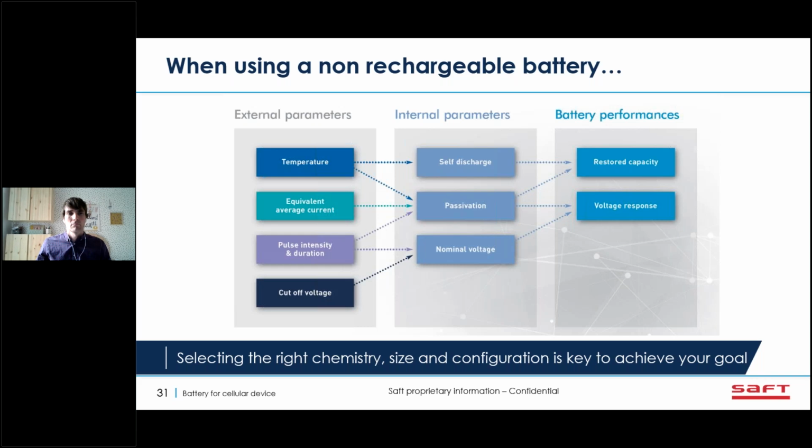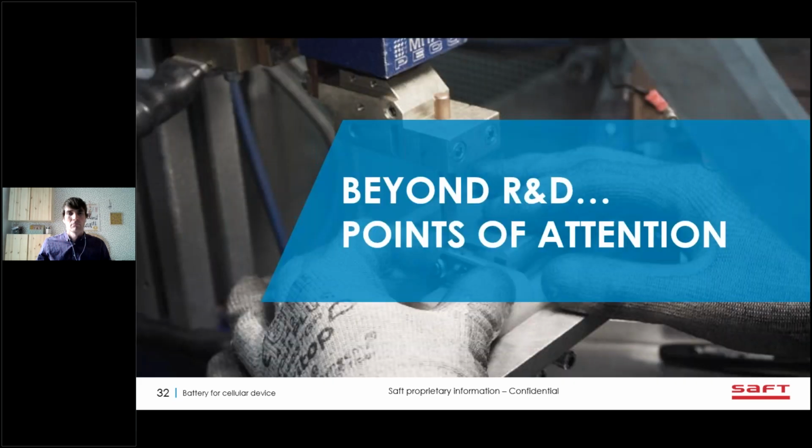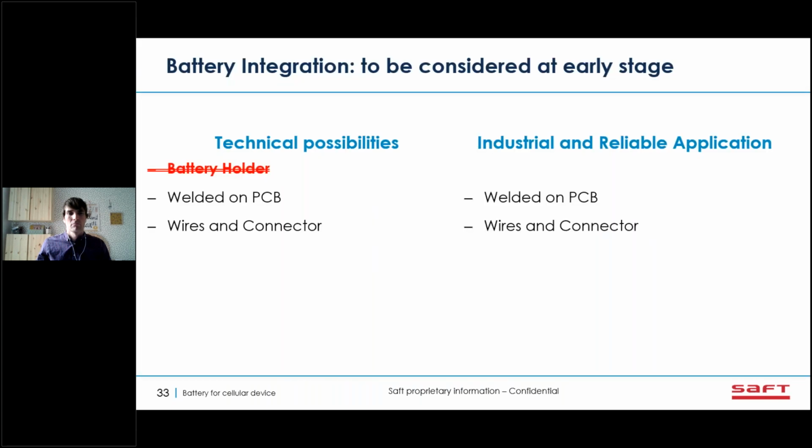And beyond all this chemistry, electrochemistry, and how it reacts internally, there are also some points that you need to pay attention to directly at the beginning of the design. The first one is how to integrate the battery in the device. There are many different possibilities to connect a battery to a device. The most popular ones are battery holder, welding the battery on a PCB, or having wires and connectors.